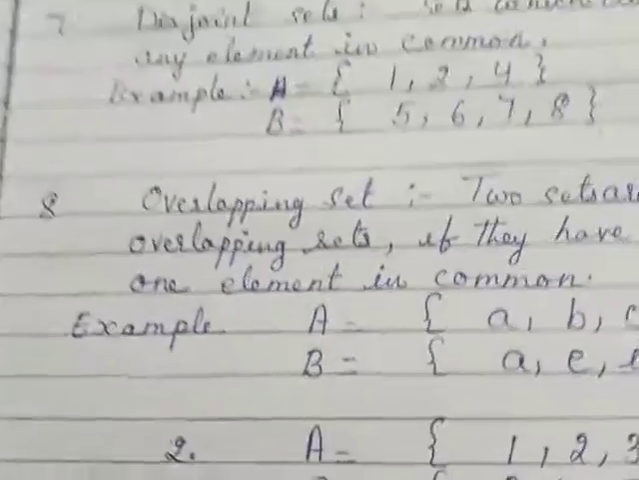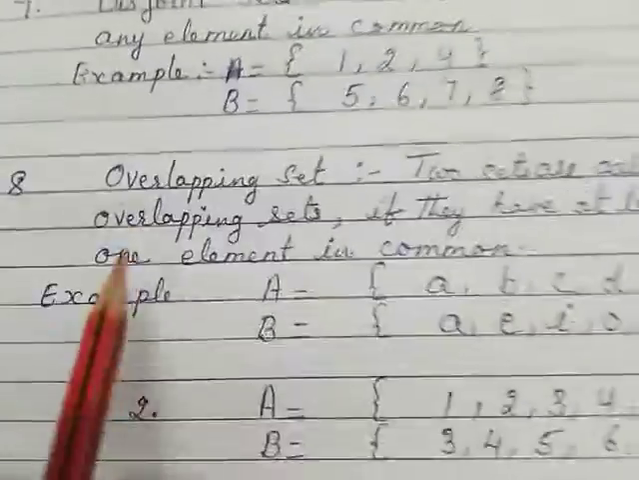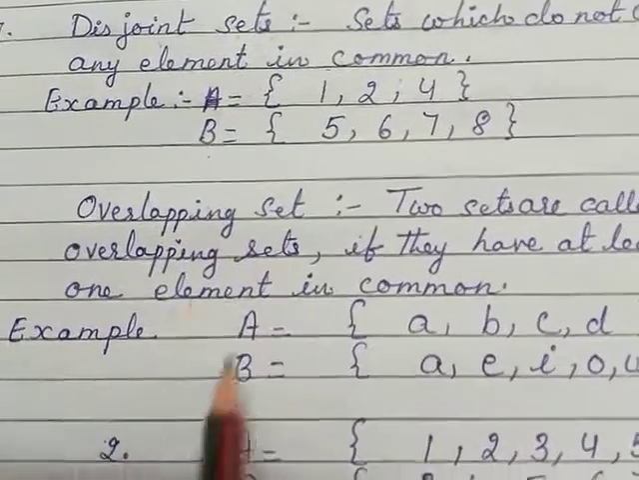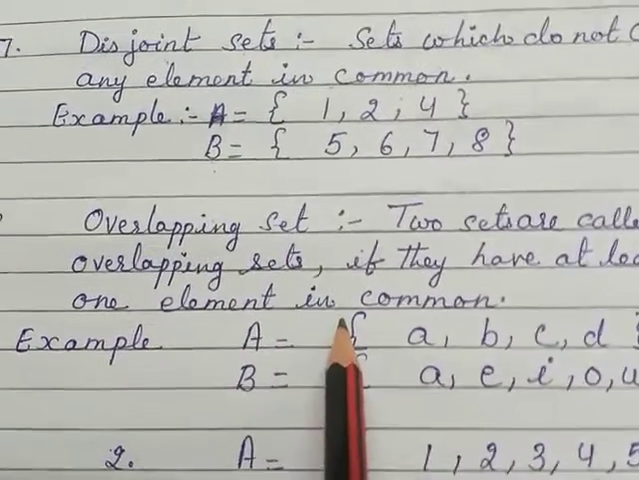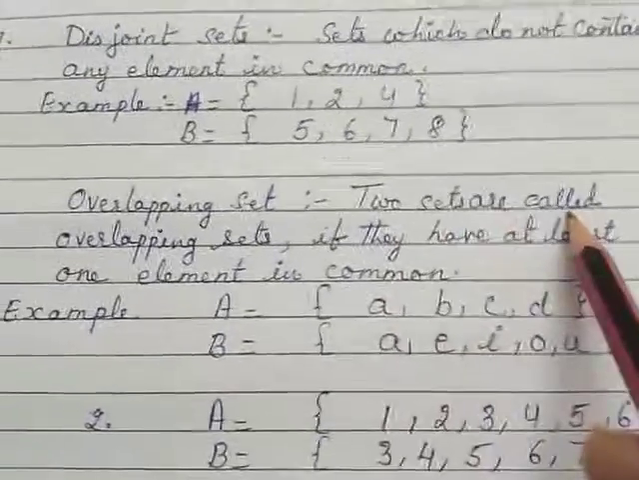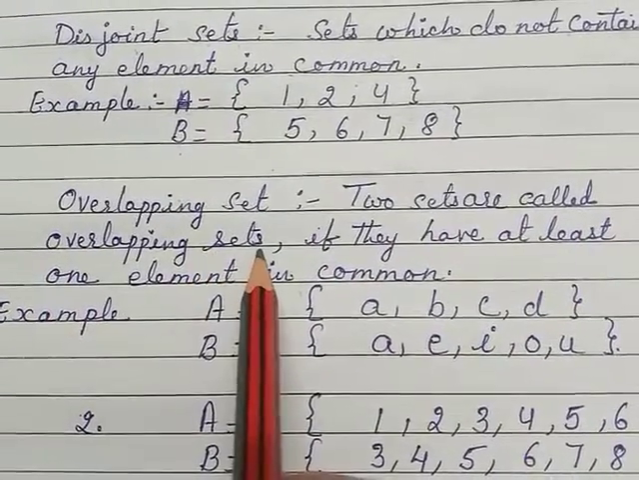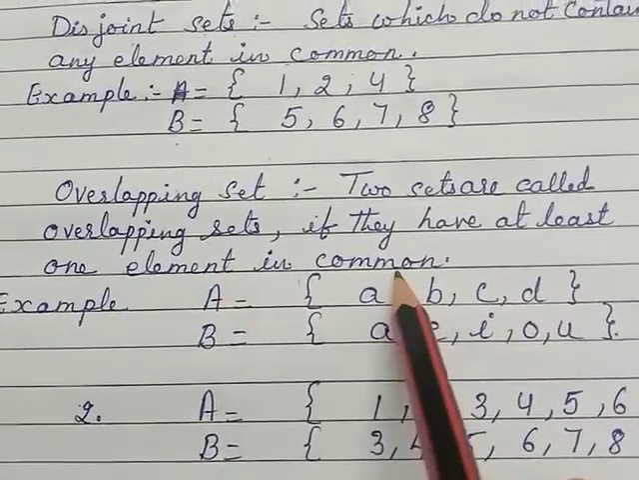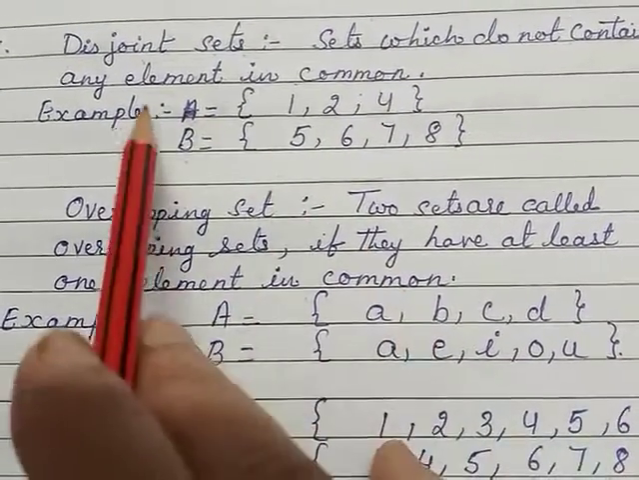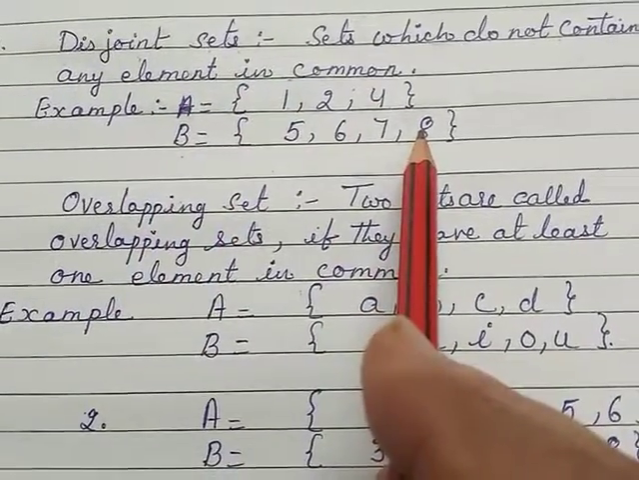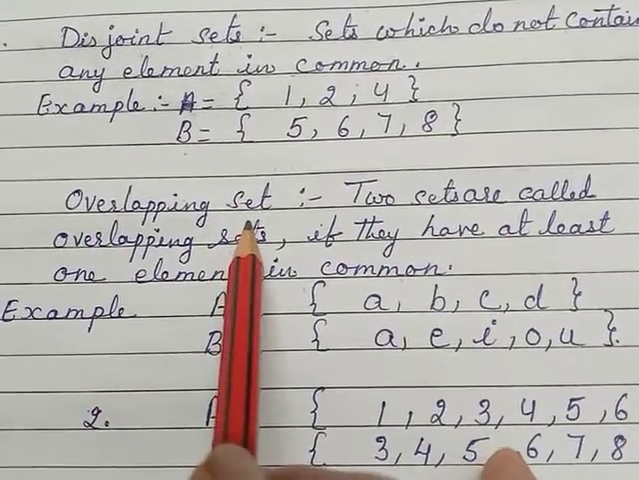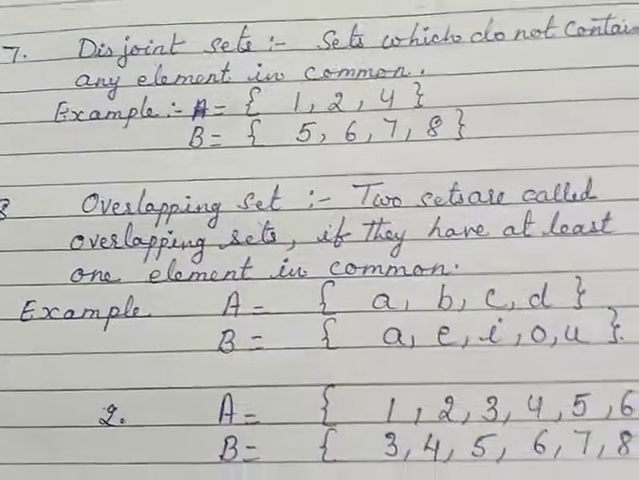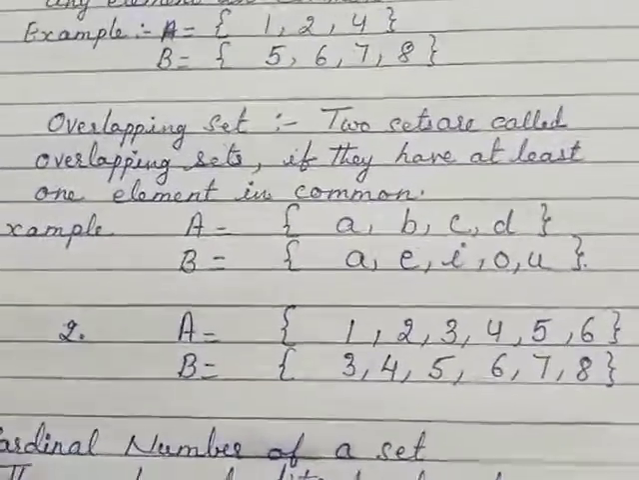The next type, that is the eighth type of set, is the overlapping set. Overlapping means they will overlap on one another. Two sets are called overlapping sets if they have at least one element in common. So in a disjoint set we have no element in common, but in an overlapping set we have at least one element in common. It will be clear from the example.